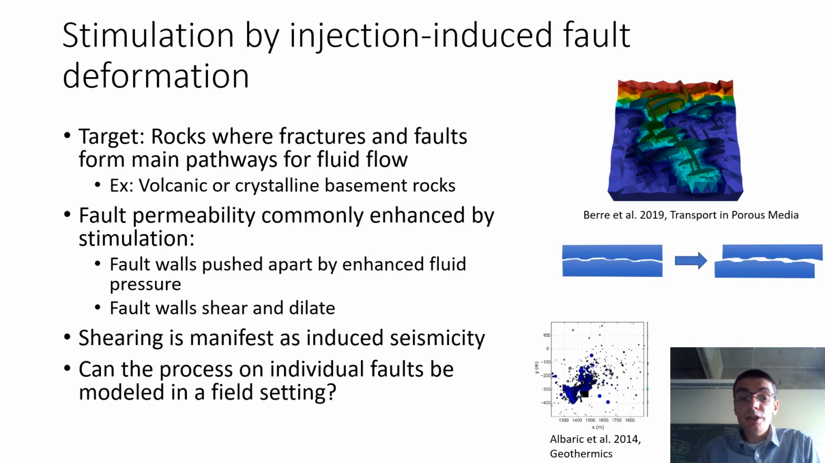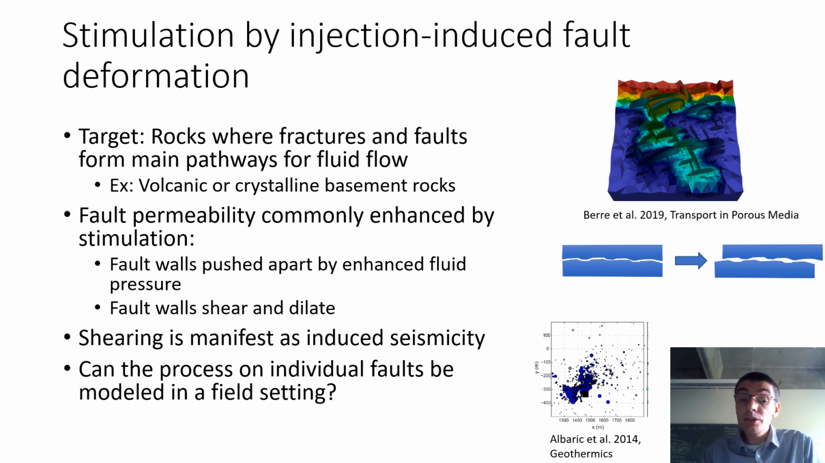To motivate the study, we need to consider the process of enhancing fault permeability by injections of fluids. So the target formations here are rocks where fractures and faults form the main pathways for fluid flow. Examples could be volcanic or crystalline basement rocks. Now, in this formation, one typically has a lower permeability than what is wished for from an operational setting. And the goal is then to manipulate the fault properties so that permeability increases.